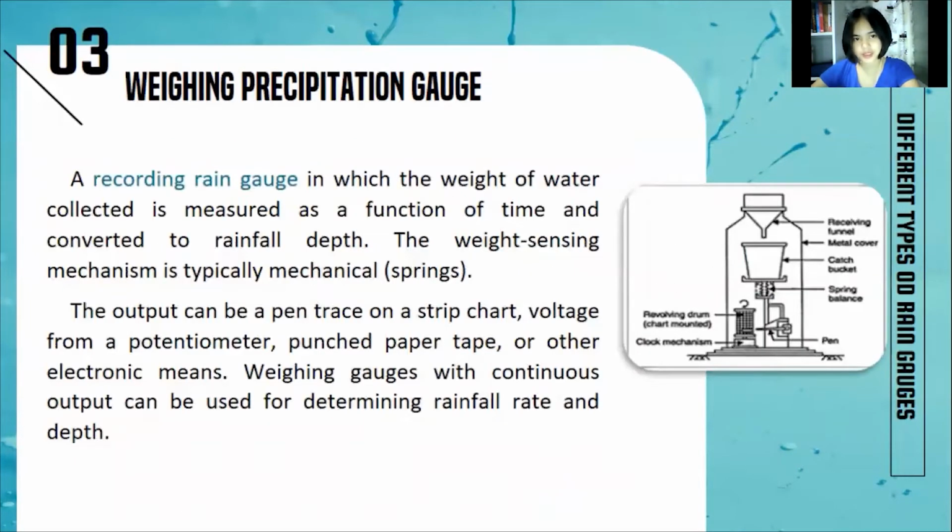Third is the weighing precipitation gauge. It is a recording rain gauge. The weight of the water collected is measured as a function of time and converted to rainfall depth. The weight sensing mechanism is typically mechanical, which uses springs. The output can be a pen trace on a sweep chart, voltage from a potentiometer, punch paper tape, or other electronic means. Weighing gauges with continuous output can be used for determining rainfall rate and depth.